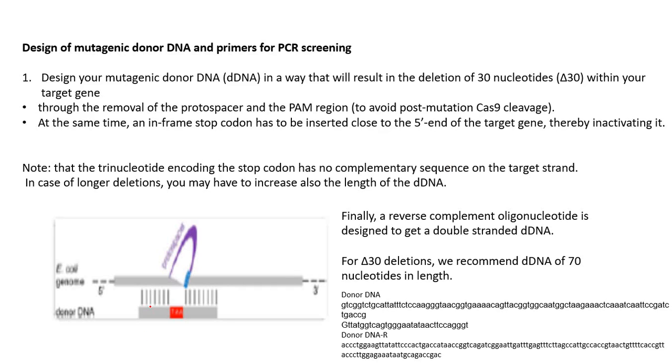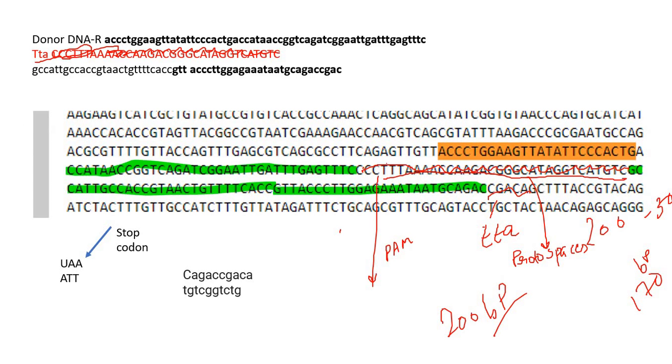So this is your donor DNA. The left part will bind here, the right part will bind here, and in between this is the TA, which is the stop codon. And similarly, this is the forward primer that will bind to the other strand of the DNA. What you are going to get?